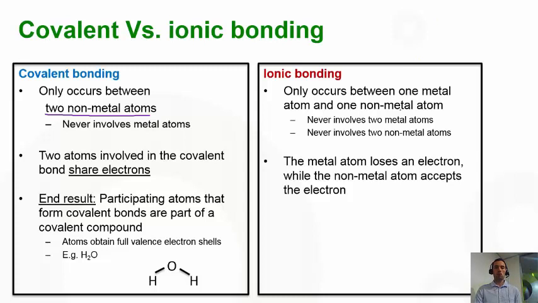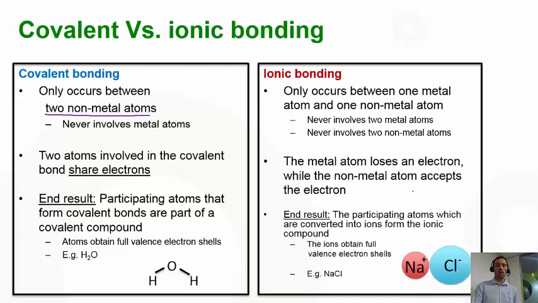So ionic bonding will occur between one metal and one non-metal atom. So it's never going to involve two metal atoms together, and it will never involve two non-metal atoms. So it has to be one metal and one non-metal. In ionic bonding, the metal atom will lose an electron, which is accepted by a non-metal atom. And this causes both atoms to actually become ions.